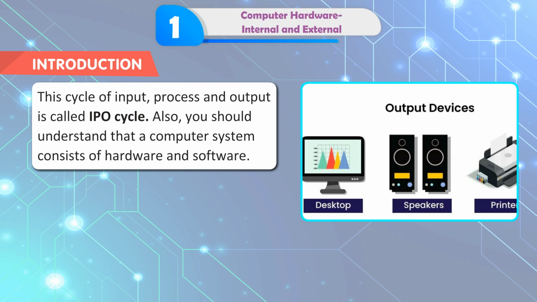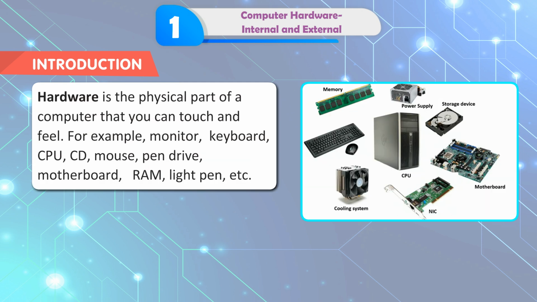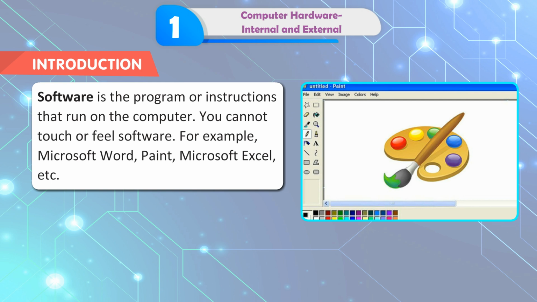Also, you should understand that a computer system consists of hardware and software. Hardware is the physical part of a computer that you can touch and feel. For example, monitor, keyboard, CPU, CD, mouse, pen drive, motherboard, RAM, light pen, etc. Software is the program or instructions that run on the computer. You cannot touch or feel software. For example, Microsoft Word, Paint, Microsoft Excel, etc.